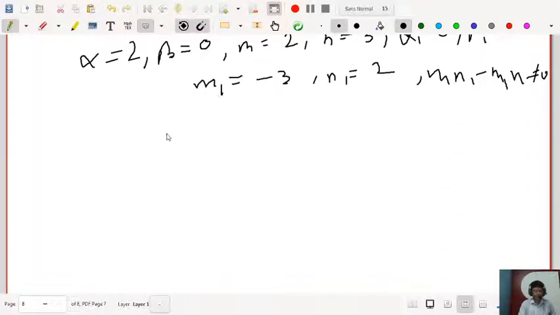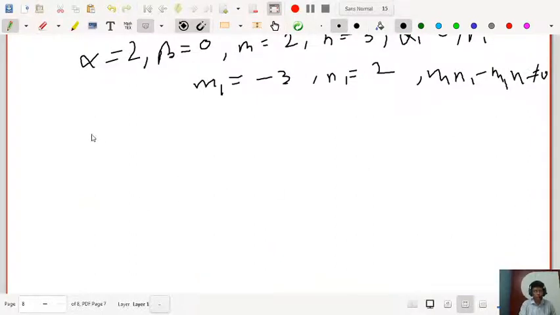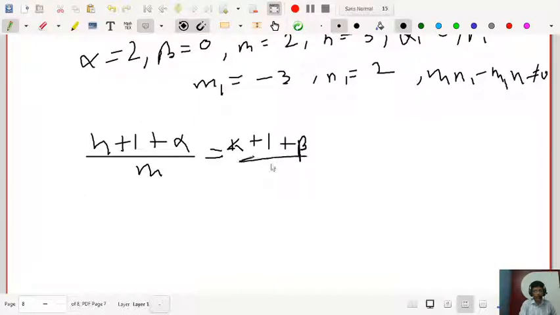So you can apply, what is your condition? h plus 1 plus alpha by m, k plus 1 plus beta by n. You have to find out h and k from these linear equations. What is your h and what is your k? H and k are unknown. So let us substitute. If you substitute h plus 1 plus alpha by m equal to k plus 1 plus beta by n, and all this, that will give you the linear simultaneous equation.